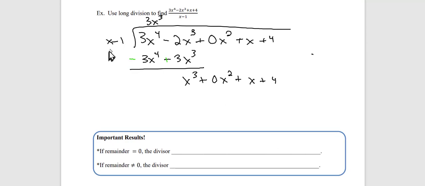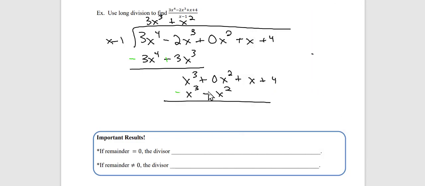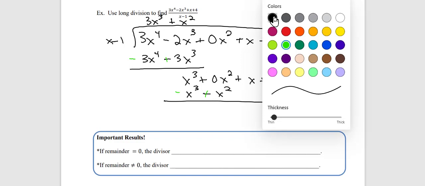Now, how many times does x minus 1 go into x cubed? The answer is x squared. I'd have to multiply by x squared. When I do multiply that, I get x cubed minus x squared. I got to subtract. Changes all my signs.